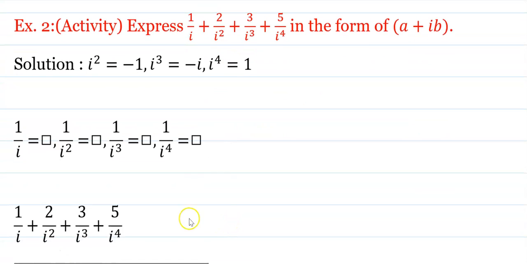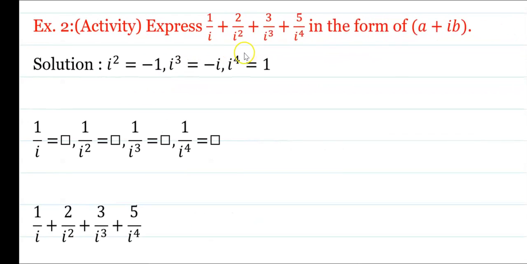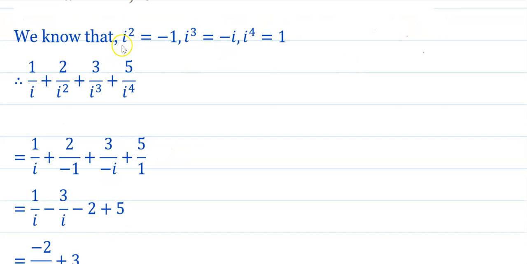Now the next example. Write this complex number, that is 1 upon i plus 2 upon i square plus 3 upon i raised to 3 plus 5 upon i raised to 4, in the form a plus ib. We know that i square is minus 1, i cube is minus i, i raised to 4 is 1. So 1 upon i, 2 upon i square is minus 1, 3 upon i cube, but what is i cube? i cube is minus i, and 5 upon i raised to 4 is 1.